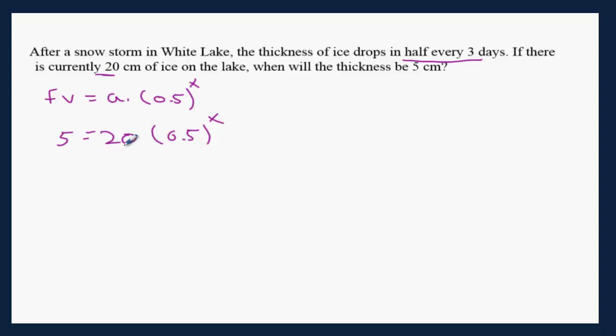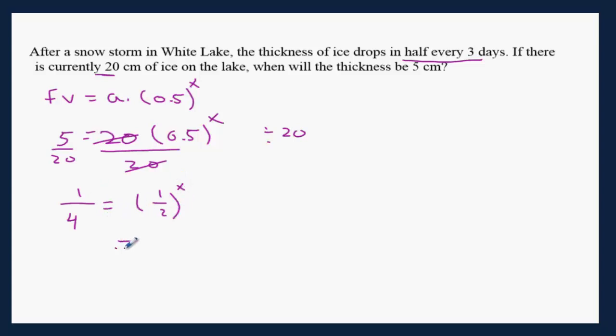To solve this one, first of all, divide both sides by 20. You will get 5 divided by 20, which is 1 over 4, equals 1 over 2 to the power of x. On the right side the 20 cancels, and this is 0.5 to the power of x, where x is the number of halvings.